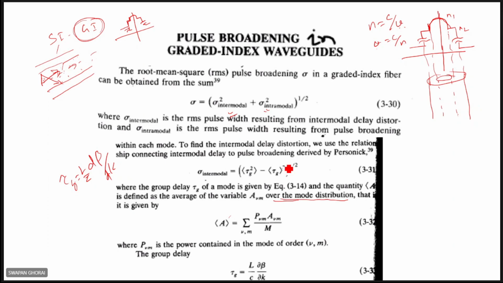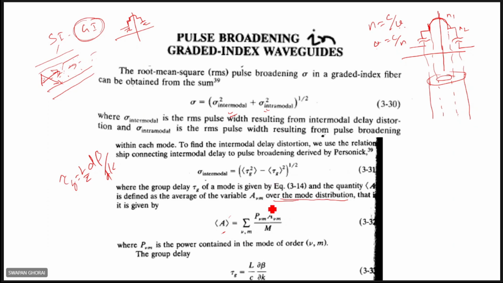Total number of modes. Just a minute, let me check it. The average of it: so A nu m is for a particular mode of order nu m, and this is the average value. Right, the average value, these ones.